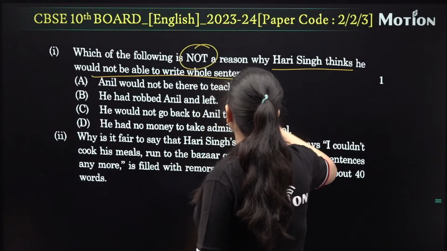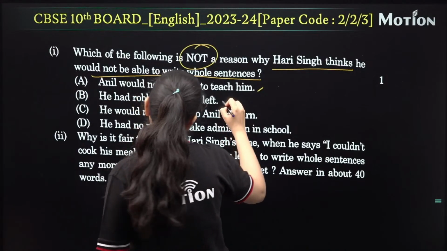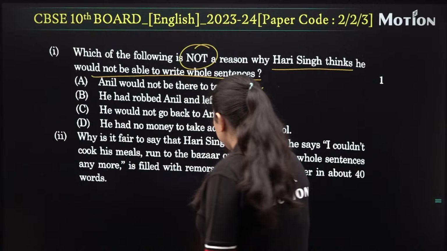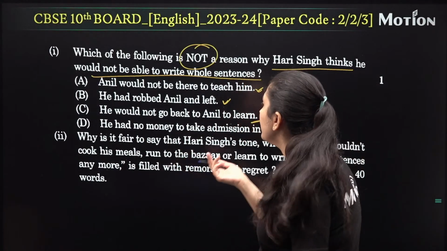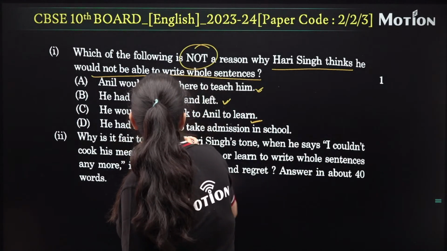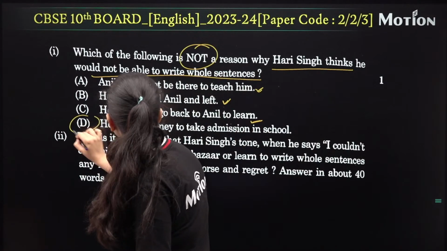तो हाँ, ये बात तो सही थी, पर हमें तो नॉट का बताना है. तो जो है पहले उसको हम टिक कर लेते हैं. He had dropped Anil, ऐसा उसने बिल्कुल किया है. He would not go back to Anil to learn, ये उसने भी डिसाइड नहीं किया कि उसको जाना है या नहीं जाना है. ठीक है, तो ये भी एक तरीके से हो सकता है रीज़न. He had no money to take admission in school, ये बात उसकी रियल थी, ये रीज़न नहीं होगा.